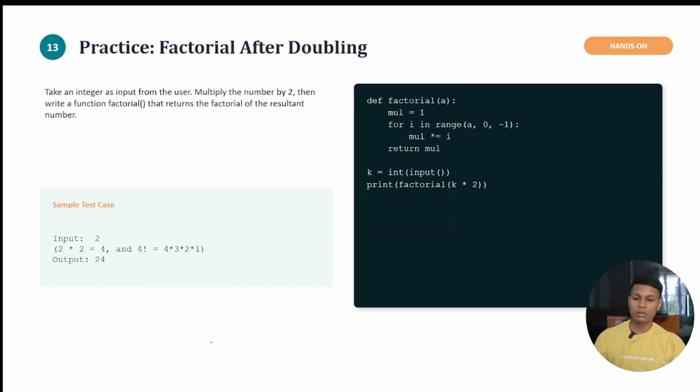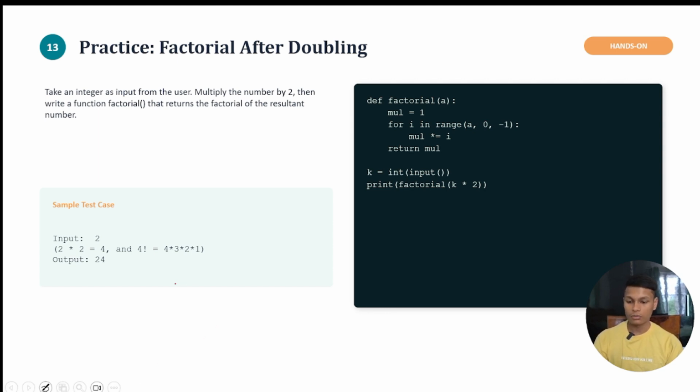So now let's see another question, which is about factorial. How are we going to write the factorial of a number? We have to print the factorial after doubling. It means that we are going to calculate the factorial, but we have to double it.